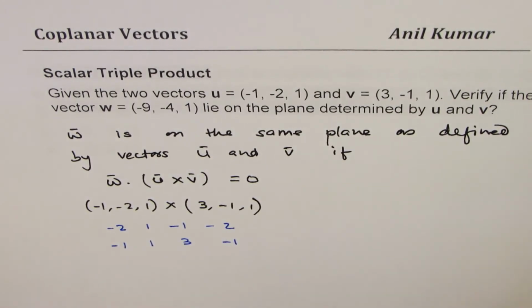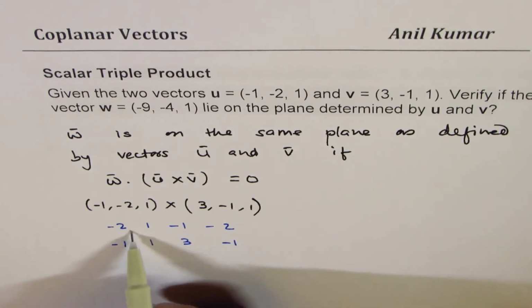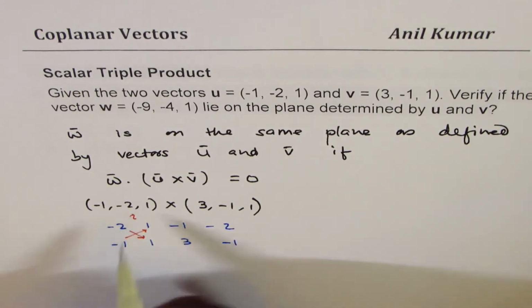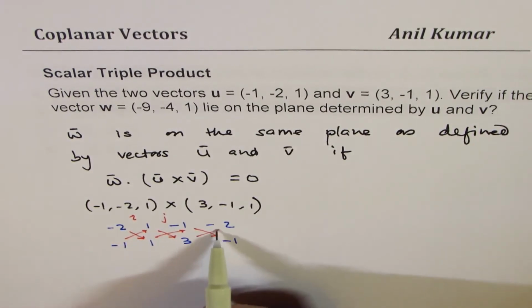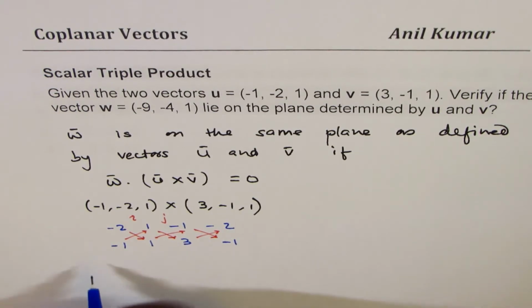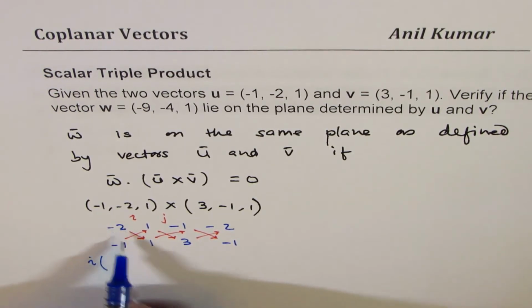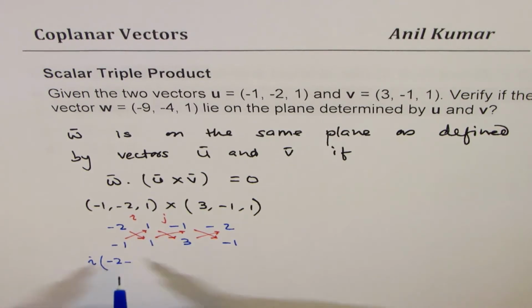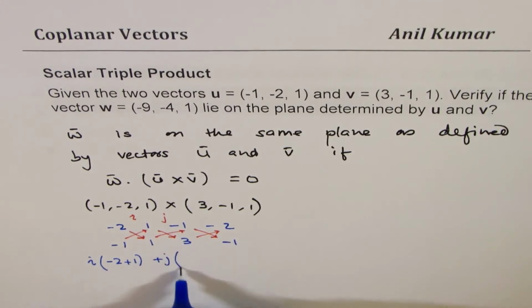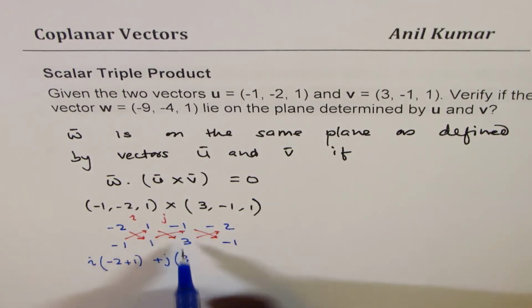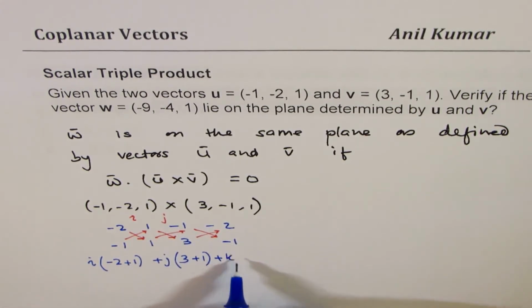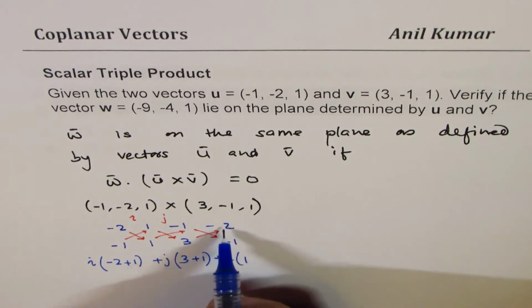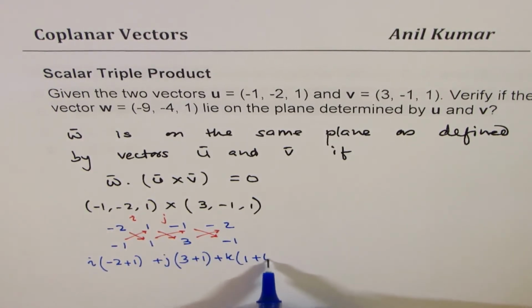And then to find I, J, K, their components. These are pluses, these are minus for I, right? Similarly for J, and then for K, correct? So what we get here is that I times minus 2 times 1 is minus 2, take away minus 1 times minus 1, which is 1, plus J times 1 times 3 is 3. This and this will give me plus 1. And that gives me plus K times 1 minus 6. Minus minus becomes plus 6, correct?